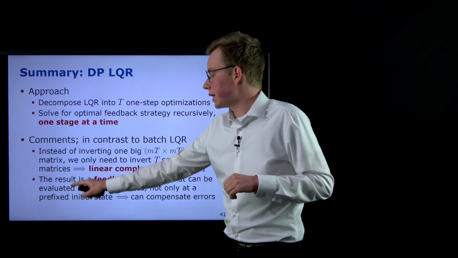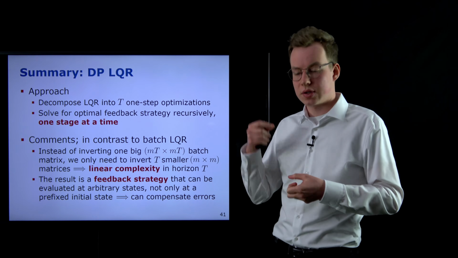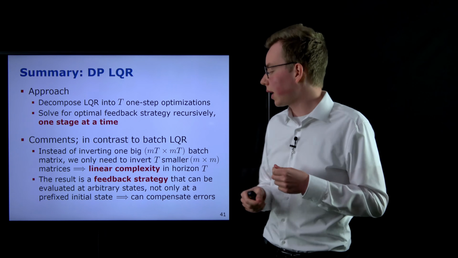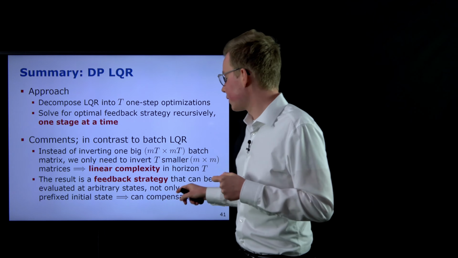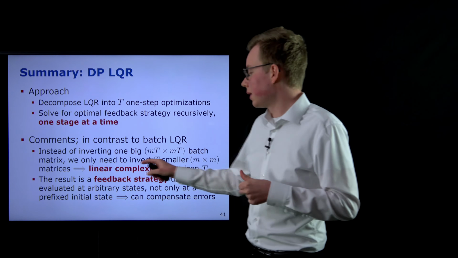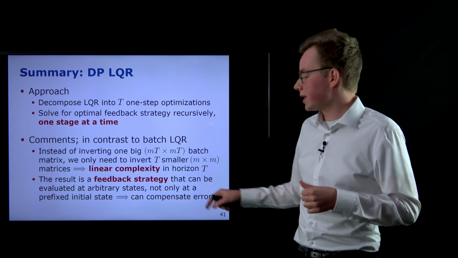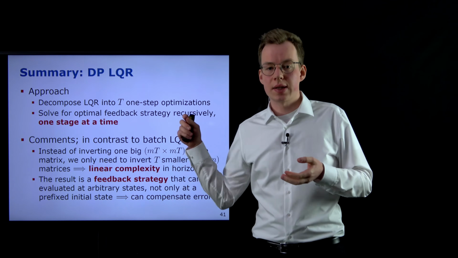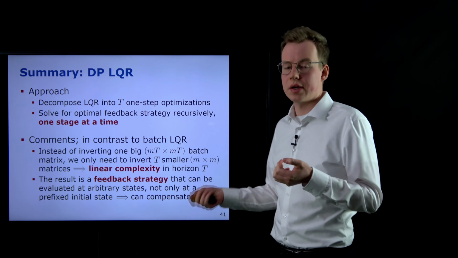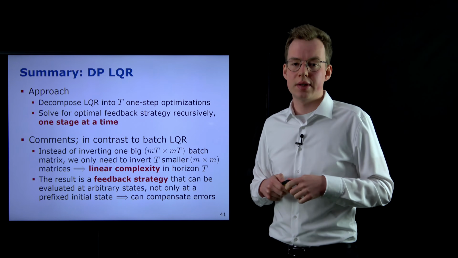And the other nice thing about this approach is that we don't just get a sequence of controls that we have to apply, so just the values of the controls in open loop that are only valid for a very specific initial condition. Instead, we have solved for a feedback strategy that we can evaluate at arbitrary states. And this is quite interesting because it also allows you to compensate for errors. So imagine that you end up at a slightly different state. You don't have to recompute this whole optimization procedure again. You can just evaluate your feedback strategy at this new state estimate.